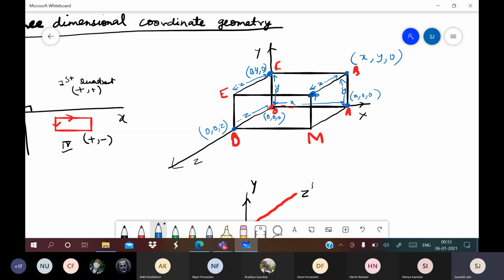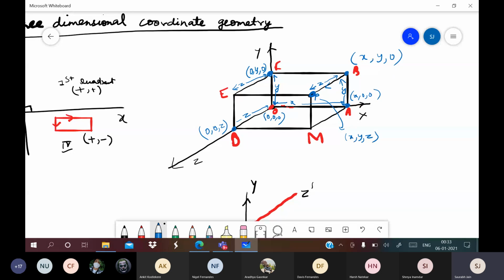Point B is in XY plane. Just imagine the point B is on the wall and the wall's name is XY plane. So what will be absent there? Z coordinate, right? So the coordinates of the point are X comma Y comma 0. Now from this point B, you are moving towards point P, again in a direction perpendicular to it. How much distance? Z. So this point P, what will be the coordinates? X comma Y comma Z, right?